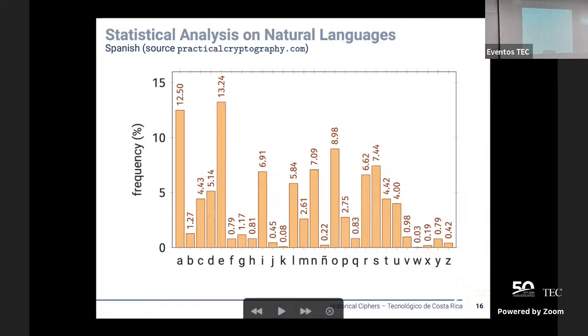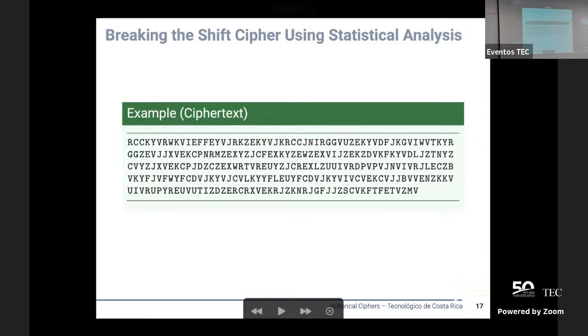So this is just some languages. The letters have frequencies in languages. Now if we get to the ciphertext like this, maybe we know it's a shift cipher, encrypted like this. We only see uppercase letters, so we think it's probably encrypted with only uppercase letters. We don't see spaces, so probably there are no spaces in there. Everything is just concatenated.